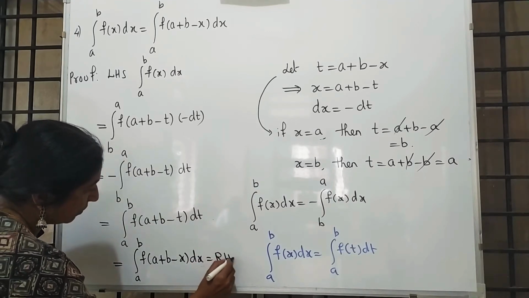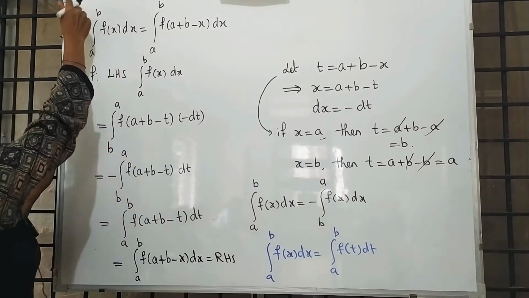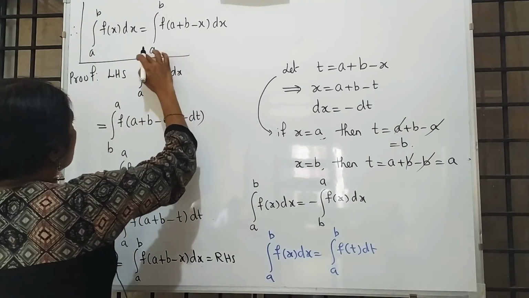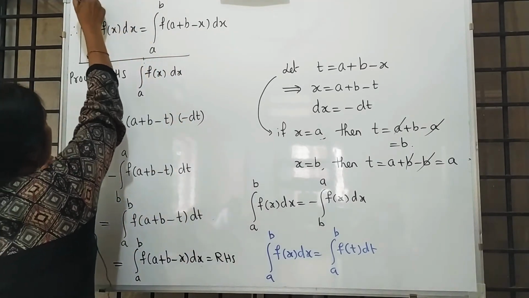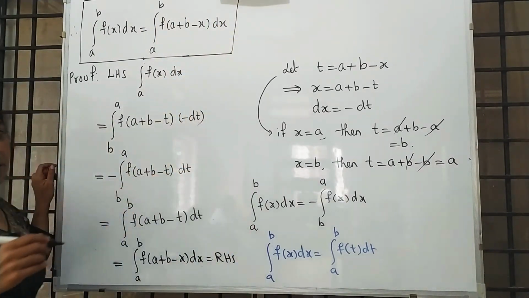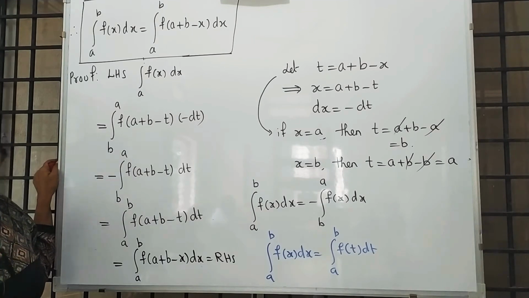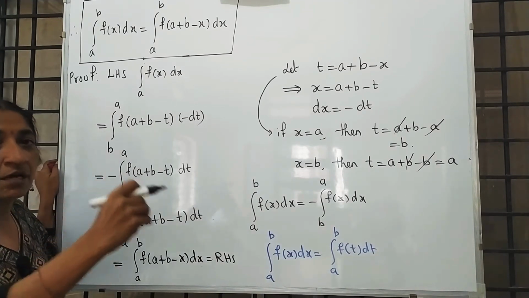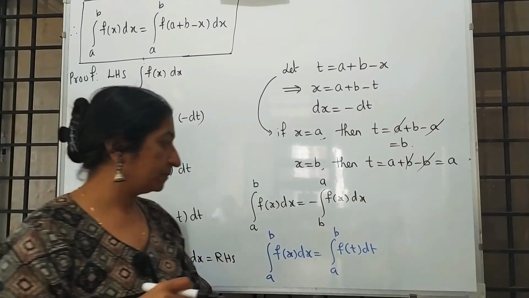That is RHS. Therefore, write on the last one, last conclusion. Therefore, integration from a to b of f of x dx is equal to integration from a to b of f of a plus b minus x. I told you how to remember: lower limit plus upper limit minus variable.